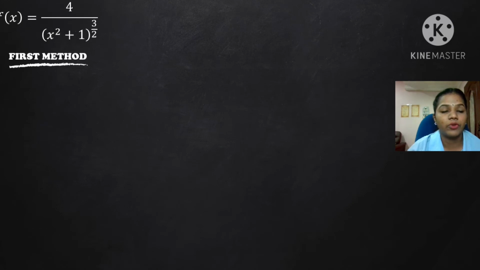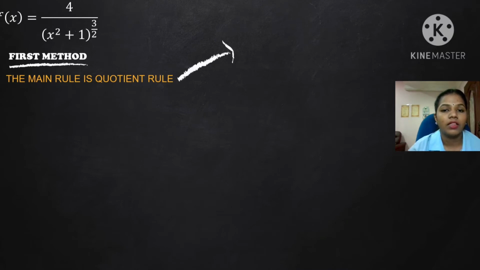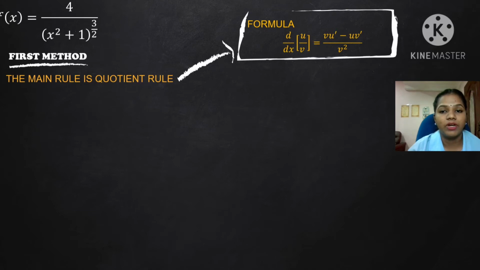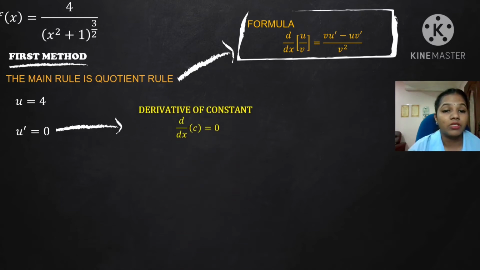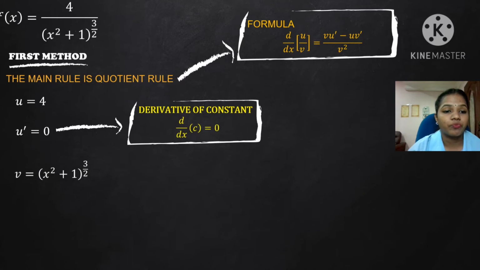First, I'm going to explain the first method, where we use the quotient rule as the main rule. The formula for the quotient rule is d/dx (u over v) = (v u prime minus u v prime) over v squared. First, we find u, which is to copy the numerator, and for u prime, we derive u and get 0. Why? Because we are deriving a constant, so we will get 0.